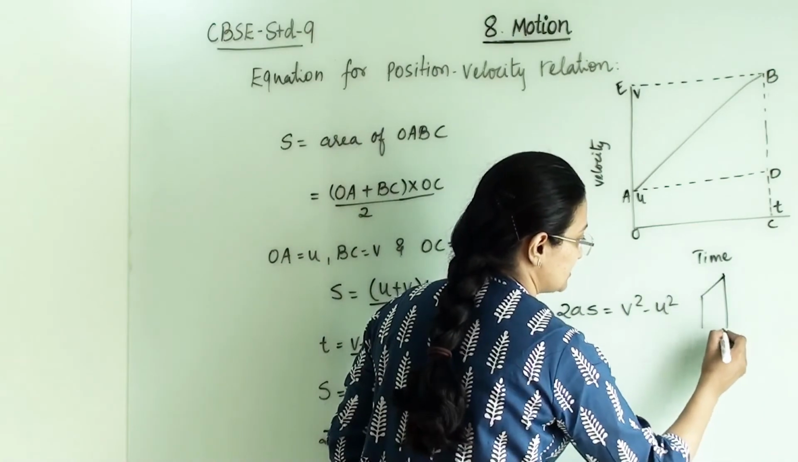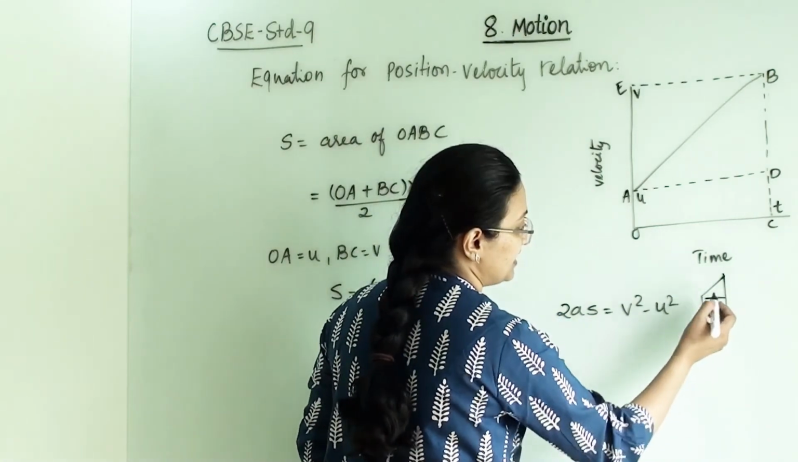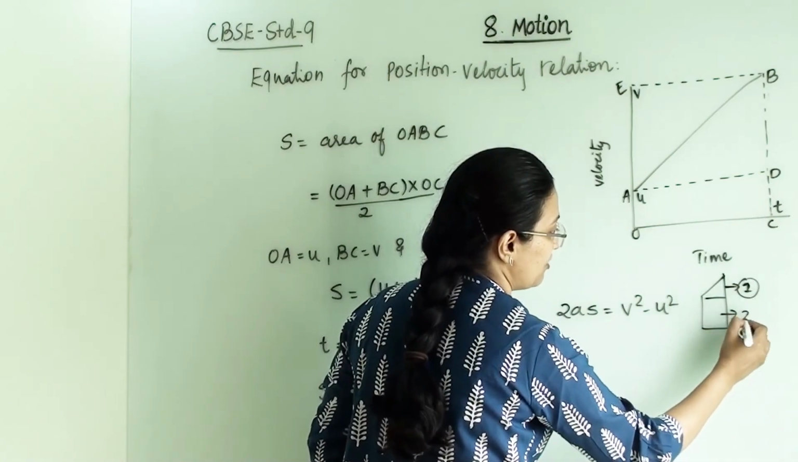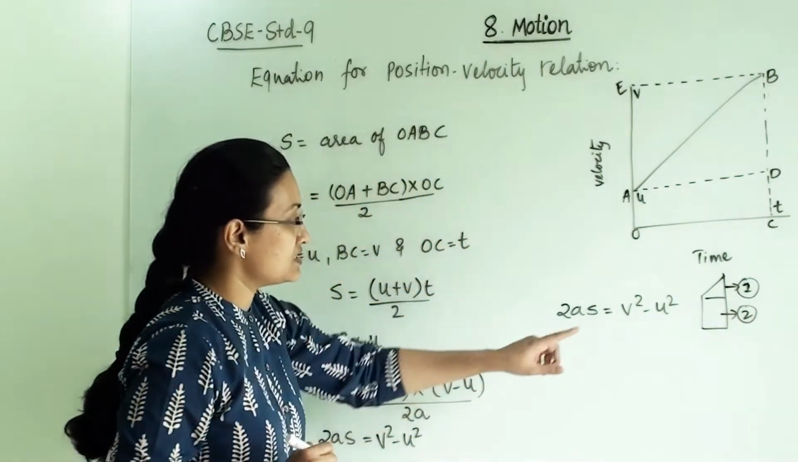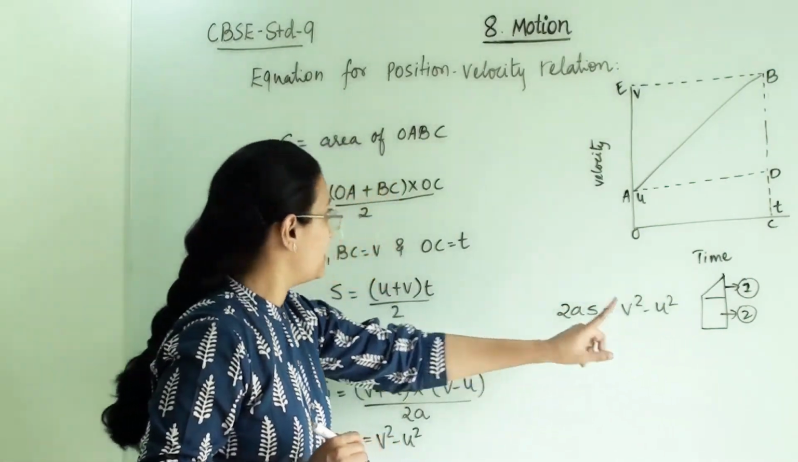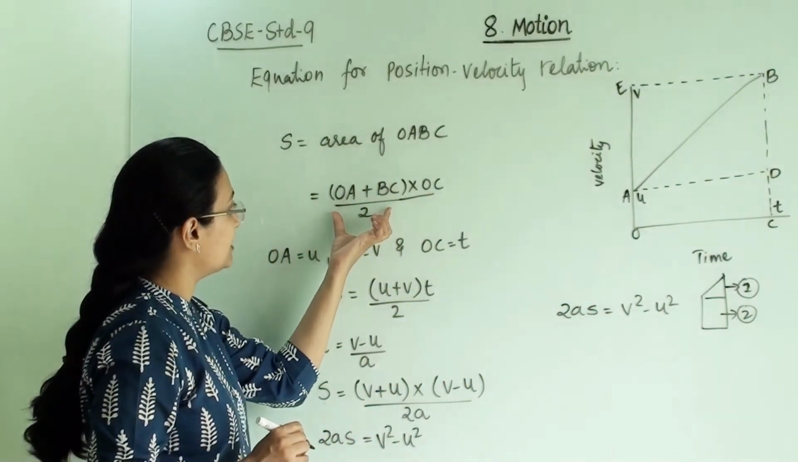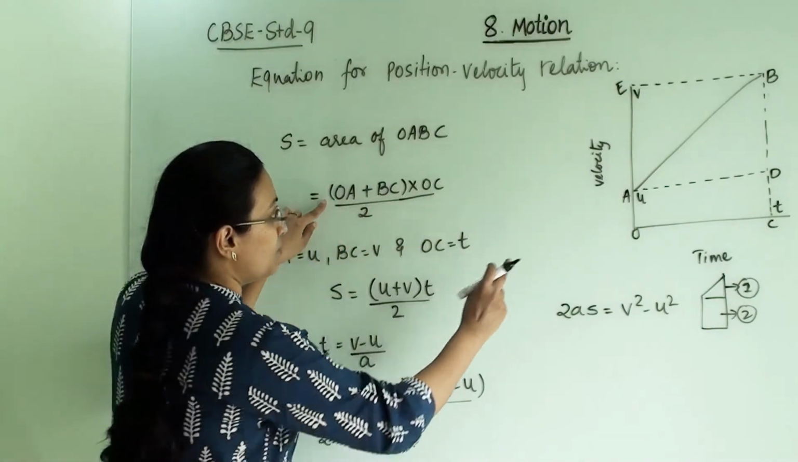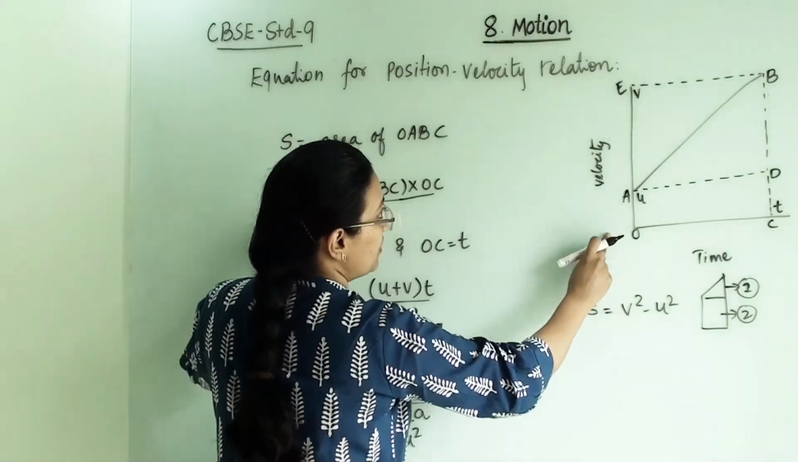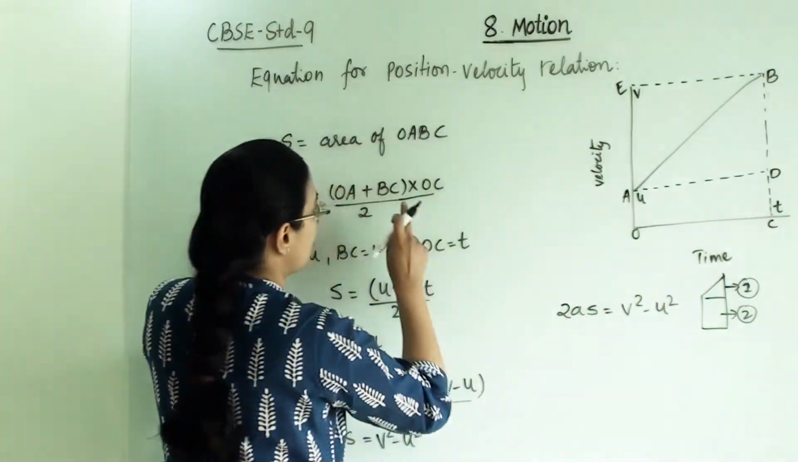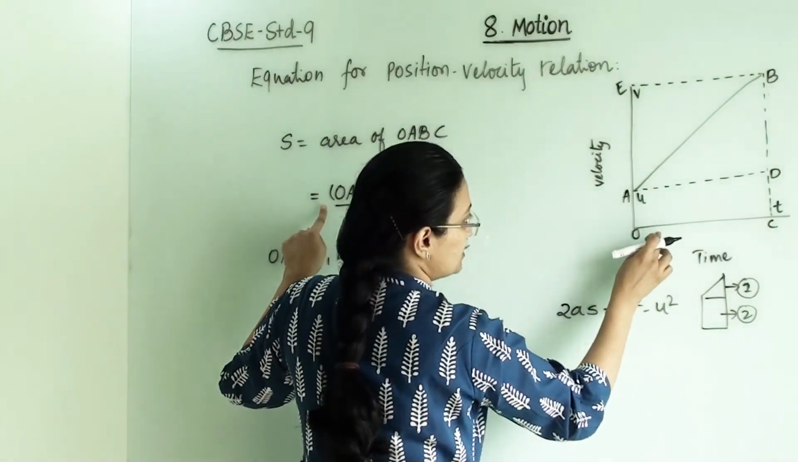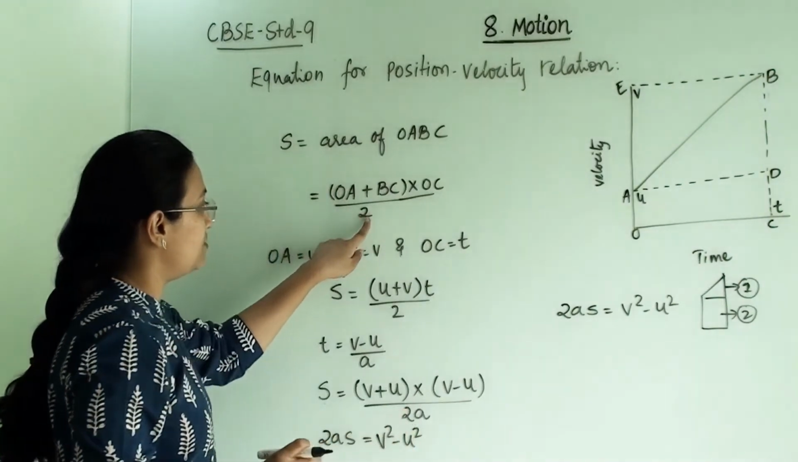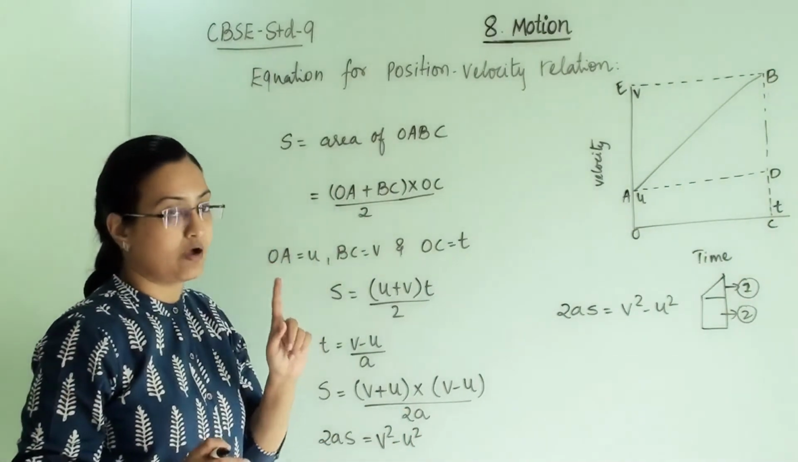It is something like this. This complete area has two areas in it: the area of the triangle is one and the area of the rectangle is the second. So this is the complete area of the trapezium. Now the equation for the area of a trapezium is OA plus BC, into OC, and then divided by 2. OA is here. That will give us the area of the trapezium.